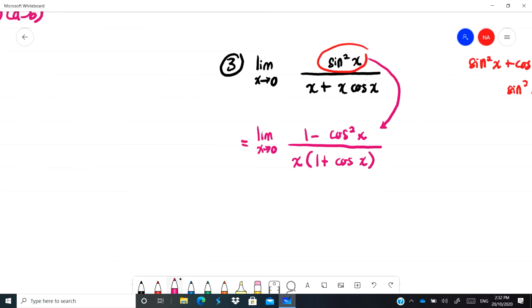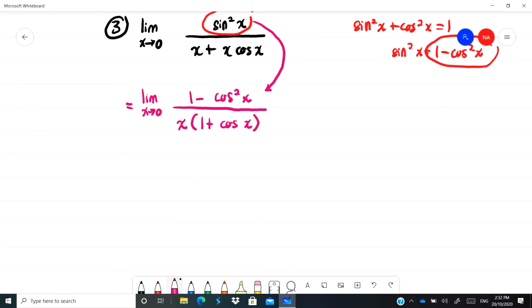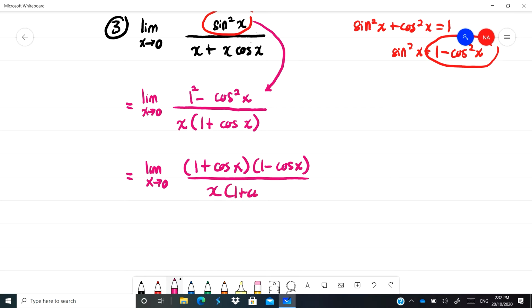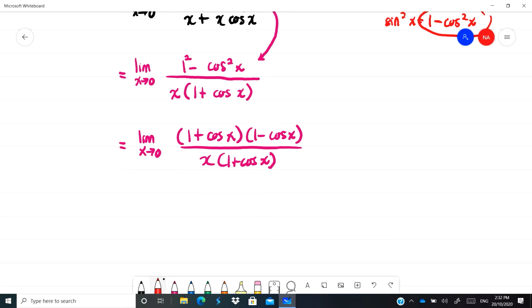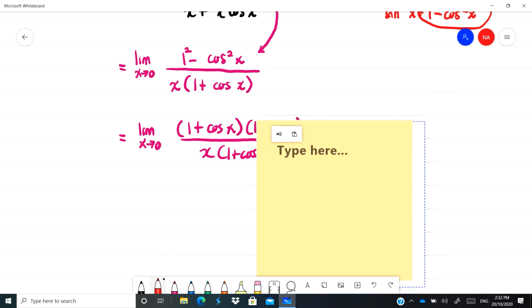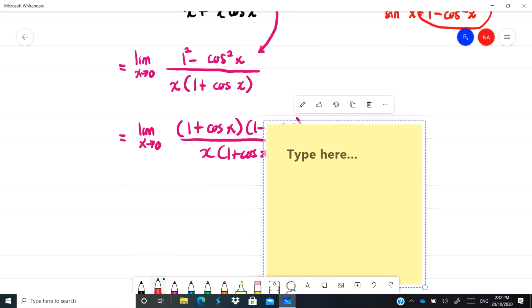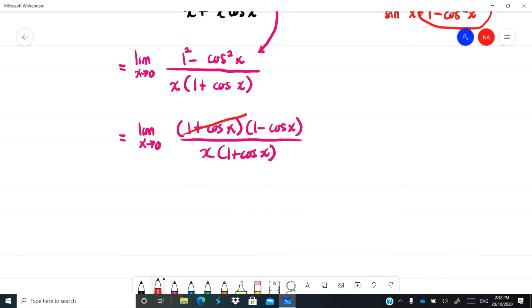We have to factorize the numerator, where 1 is actually 1 squared. So we will have the limit as x approaching 0. That one we factorize will become (1 plus cos x)(1 minus cos x), all over x(1 plus cos x). And we can cancel the terms which are the same in the numerator and denominator, in this case 1 plus cos x with 1 plus cos x.